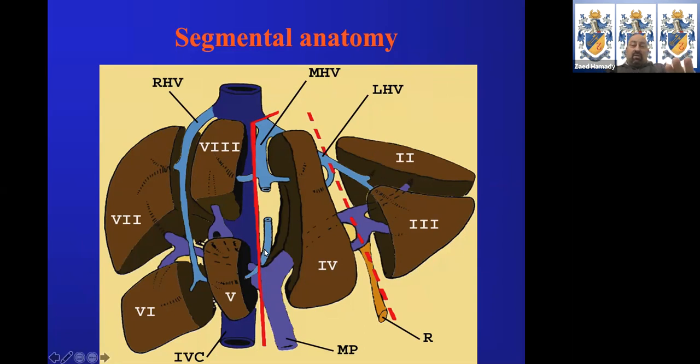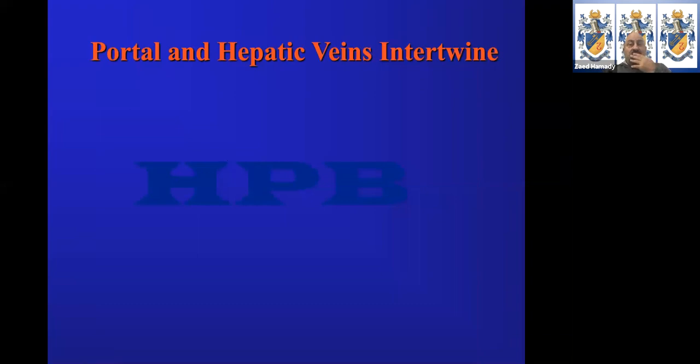Segment 1 is usually in the back, which is the caudate lobe, but then you run by segments 2, 3, and 4. Segment 4 is subclassified into segment 4A, which is at the top, and segment 4B, and then you run clockwise, segments 5, 6, and 7. The division between each section is dependent on the hepatic veins running through. The left hepatic vein will divide it into the left lateral segment and the middle left segment. The middle vein will divide it into the right side, and the right hepatic vein will divide it into the right posterior section and the right anterior section, which are segments 5 and 8.